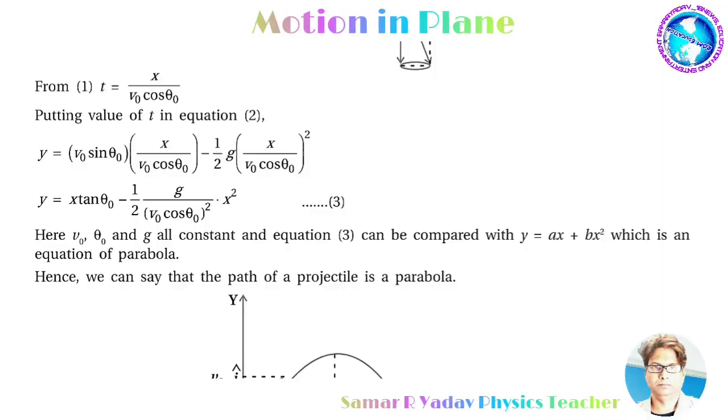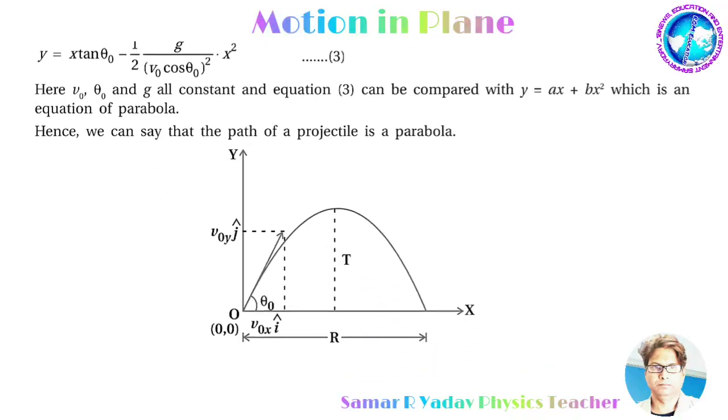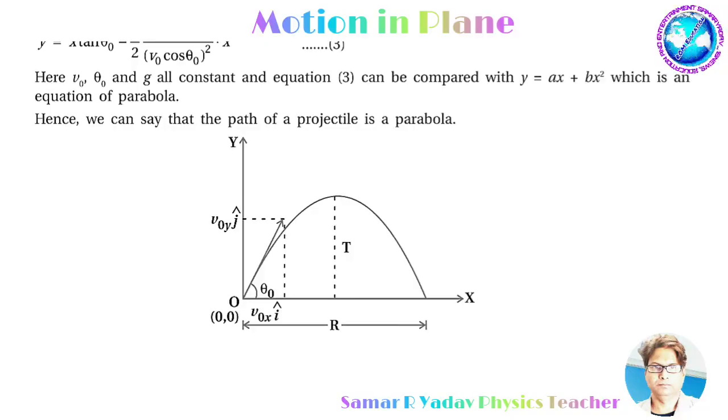Here v0, θ0 and g are all constant, and equation 3 can be compared with y = ax + bx², which is the equation of a parabola. Hence we can say that the path of the projectile is a parabola. You can see this in the figure also.